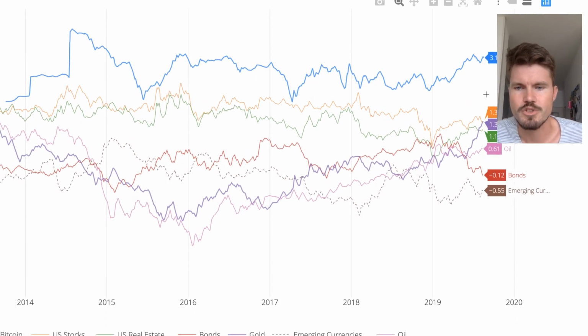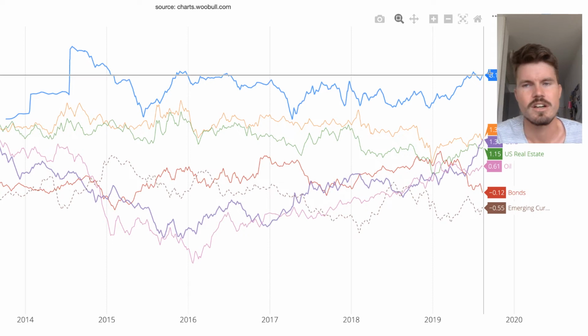So 2019 now, in August, we've got Bitcoin has a Sharpe ratio of 3.14. The US stocks has a 1.37, gold has 1.36, US real estate 1.15, oil 0.61, and bonds are in the negative with minus 0.12 and minus 0.55.